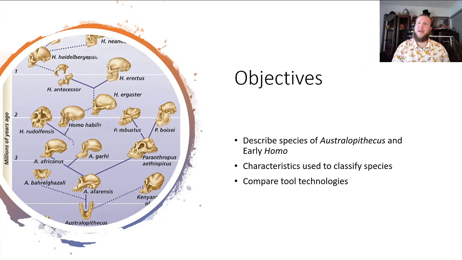Today we'll be going over Australopithecines and early hominins. So we'll be describing species of Australopithecus and early Homo, and we'll be talking about characteristics used to classify different species in our human lineage, and we'll briefly talk about tool technologies, but we'll focus more on that next week when we talk about later species in the genus Homo. So this will be like Neanderthals, Homo ergaster, Heidelbergensis, and us, Homo sapiens.